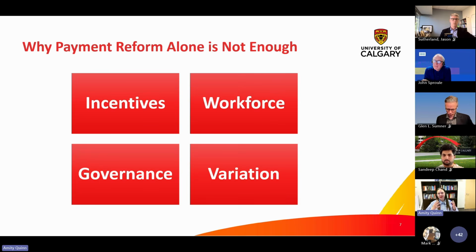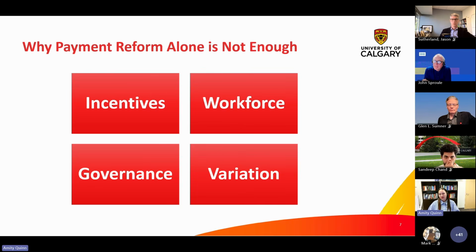When we're thinking about this concept of payment reform on its own not being enough, I also like to think about these 4 issues. First, incentives, including payment, but there are other kinds of incentives, like non-financial incentives, that can reward certain behaviors. Another thing to think about is workforce. Who is even available to provide this care? Do we have the right mix of providers? Are specialists spending their time on activities that truly require specialist expertise?